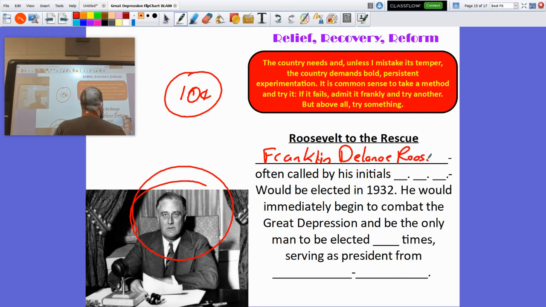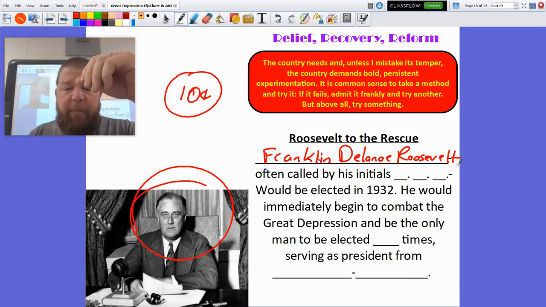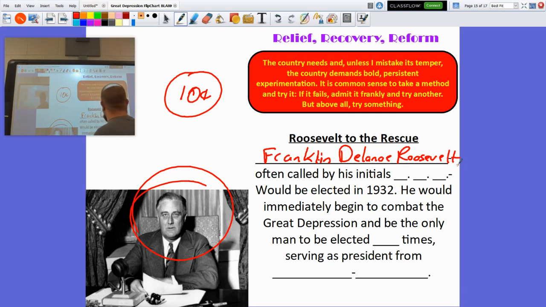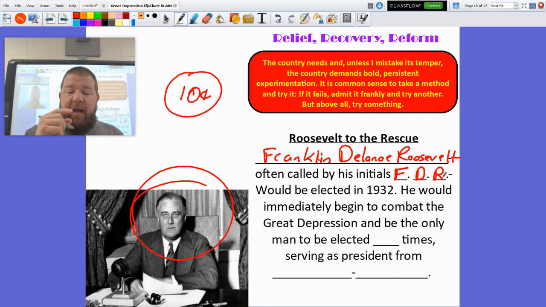Why do I tell you his middle name? At this time in our history, people would generally go by their first, middle, and last name. So Franklin Delano Roosevelt, John Fitzgerald Kennedy, etc. A lot of times people would call Franklin Delano Roosevelt by his initials, FDR. I will frequently refer to him as FDR. It is common. He would be elected in 1932. He would immediately do the opposite of what Hoover had done. He would begin to combat the Great Depression.